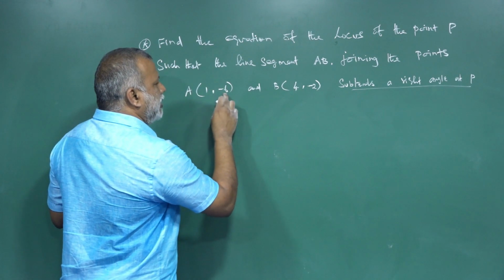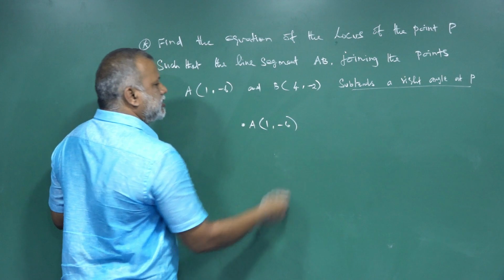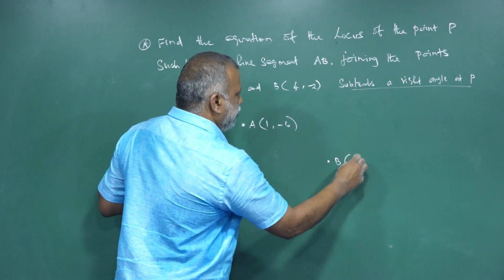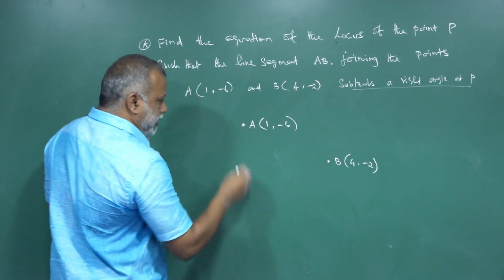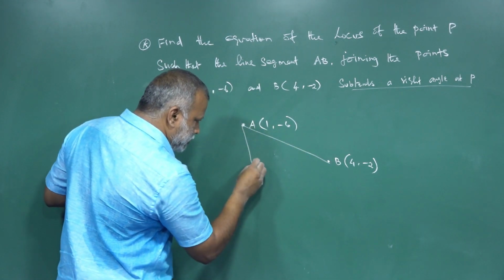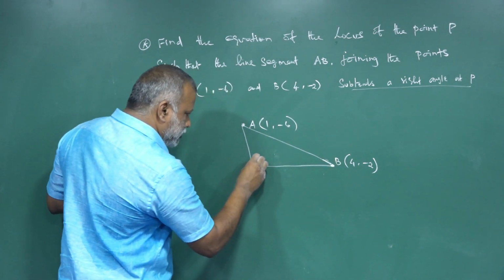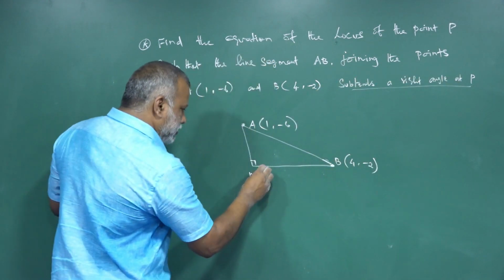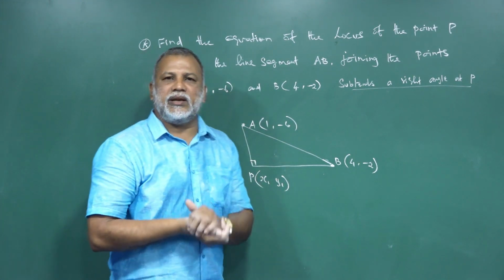Here I am selecting a point A of 1, minus 6. Another one, B. I am selecting a point B of 4, minus 2. It subtends a right angle at P. So I am taking a point, because the right angle is at P. So this is x1, y1. So this is the required diagrammatic explanation.